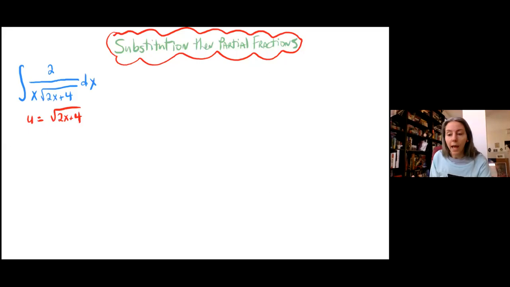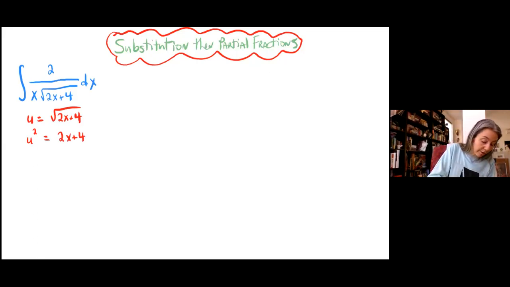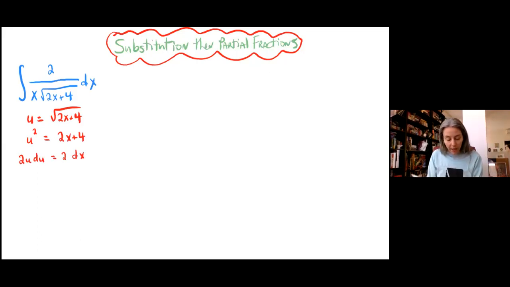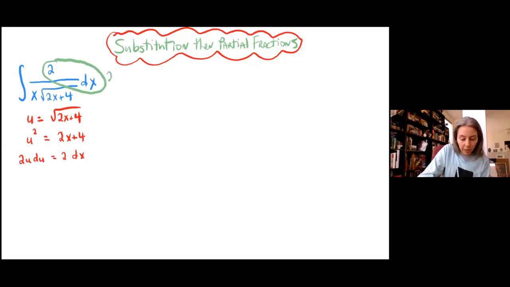Now remember, when we let u equal a square root, the first thing we do is square both sides to get rid of that square root. So u squared is equal to 2x plus 4. Now, at this point, we can take the derivative of both sides. So I have 2u du equals 2 dx. Okay, awesome. So what that means is that 2 dx right there is getting replaced with 2u du.